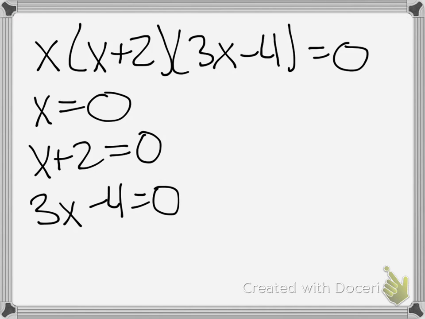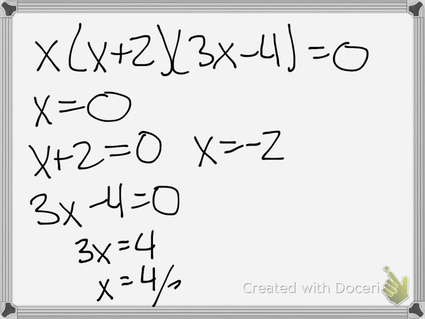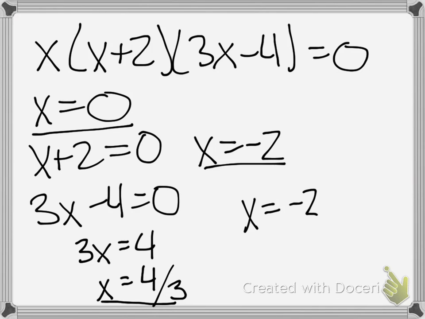In all of those cases, I can solve for x. This one's already solved for x. So I'll leave that one. Here, x is negative 2. Subtract 2 from both sides. Here, I'll add 4 to both sides to get 3x equals 4. Then I'll divide both sides by 3. x is 4/3. So I have 3 solutions. x equals minus 2, 0, 4/3.